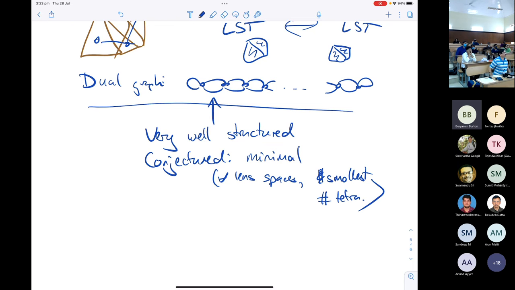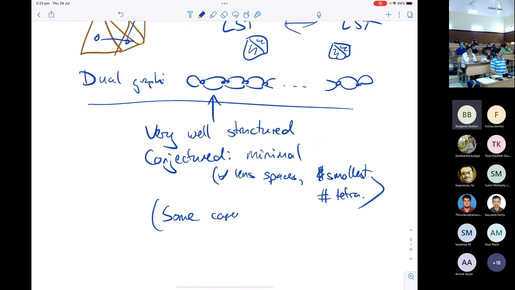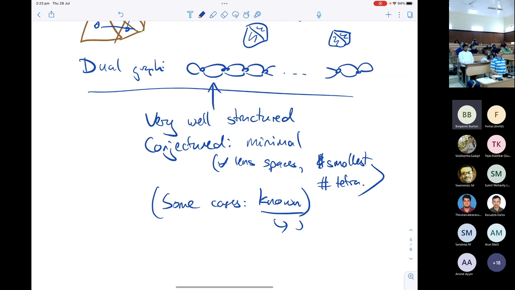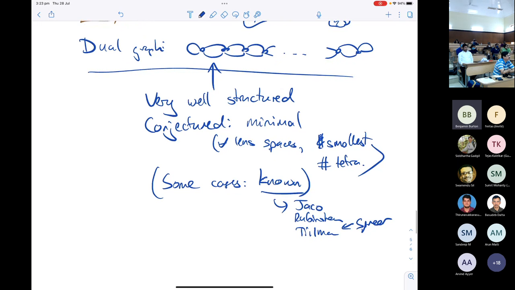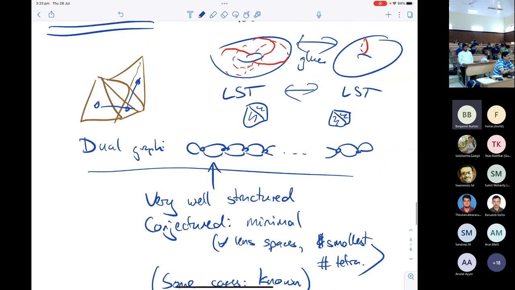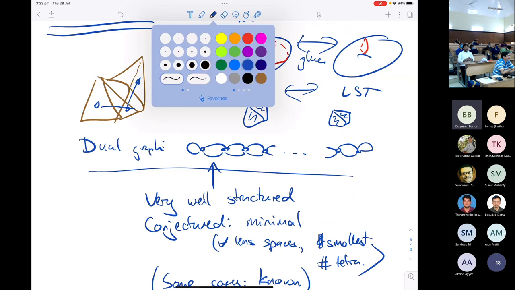When I say they're conjectured to be minimal, in some cases these are actually known to be minimal. There are a few different papers on this, and the names that appear include Jaco, Rubinstein, and Tillmann. Later on, I think there's another paper by Jaco, Rubinstein, Tillmann, and Spreer. And I think another paper on this appeared on the arXiv yesterday, which I have yet to open up. But the point is that it is believed for every lens space that if you can build the smallest possible triangulation, then it will be one of these.